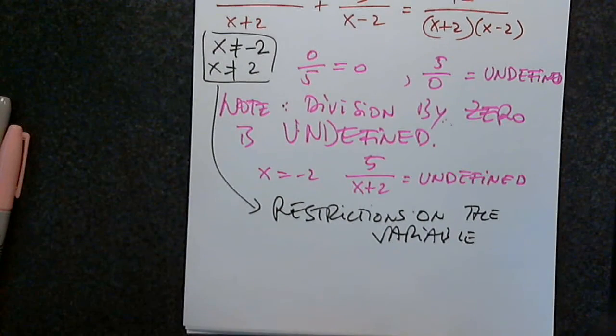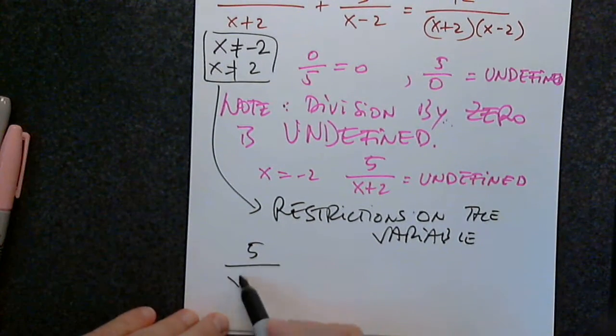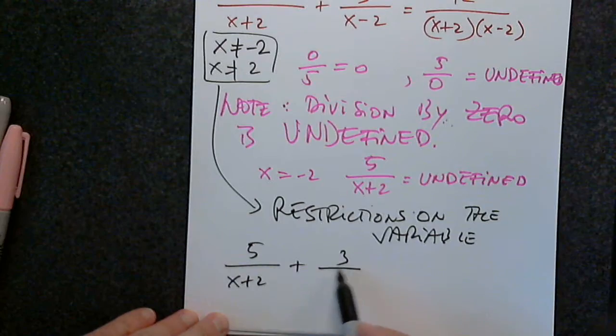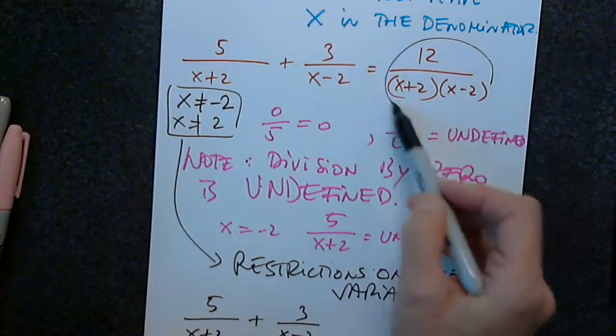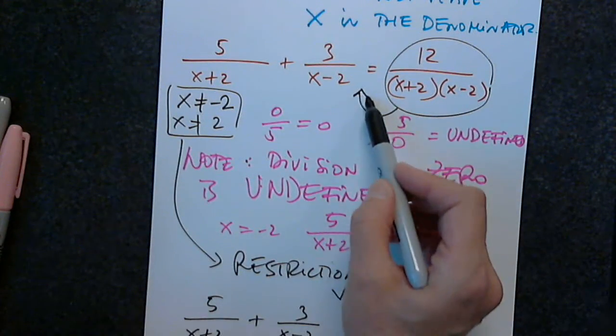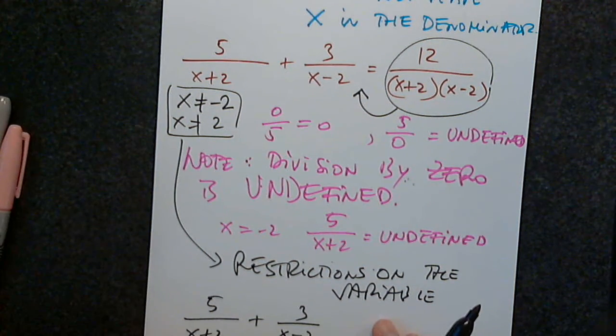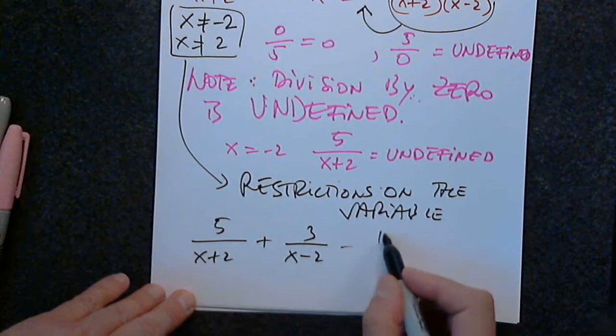Excellent. Good. So then 5 divided by x plus 2 plus 3 divided by x minus 2. I'm going to bring this term over to the other side. What do I need to do then? When I move a term from one side to the other. Excellent.